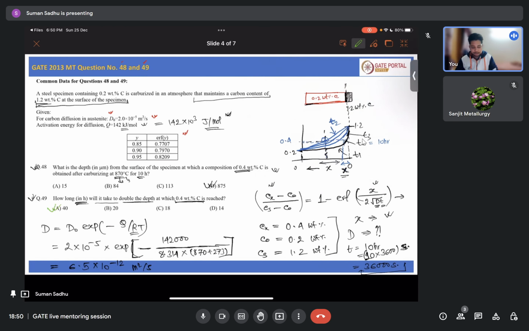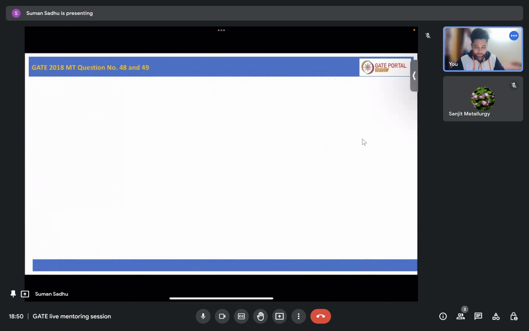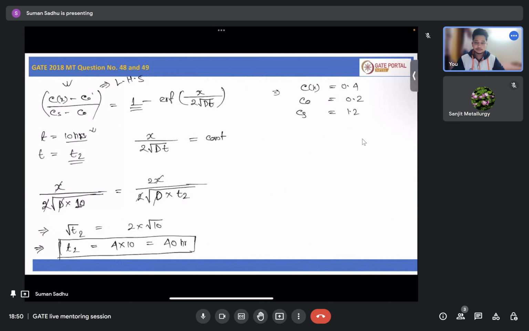How long will it take to double the depth at which the carbon concentration is reached? Is it clear, or if you have any doubt you can ask. Actually the problem is I cannot hear your voice, so you can write in the chat box also if you have any doubt.